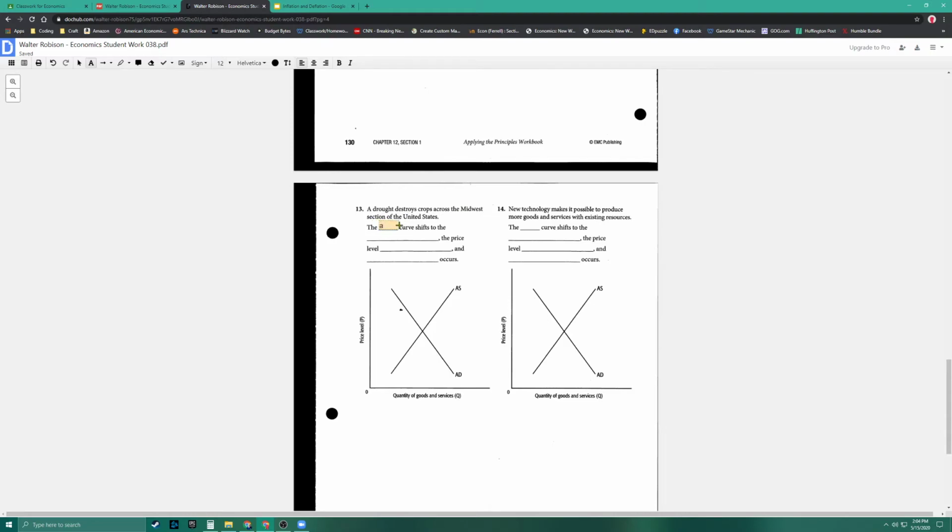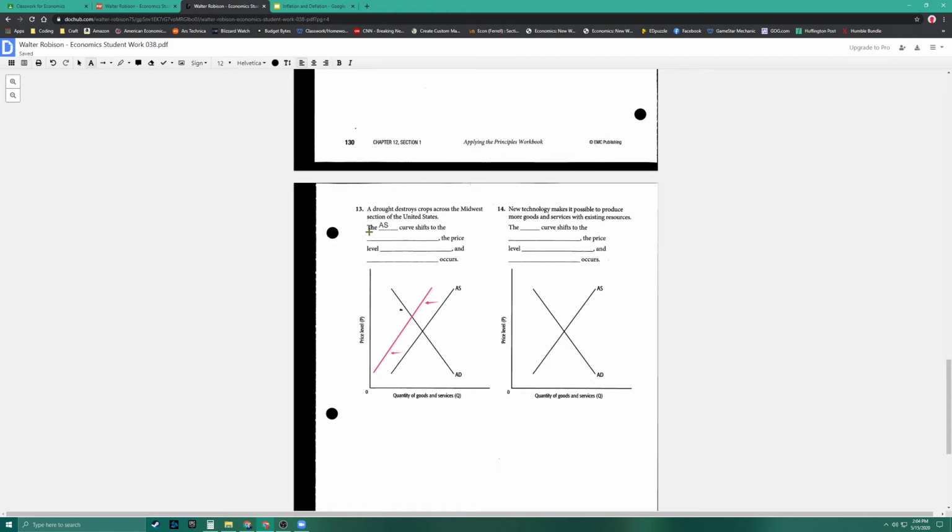Remember, weather was one of our shifters, so this is AS. And is it going to cause it to shift to the left or to the right? So what we've got here is a natural disaster, right? A drought, that's not a good thing, that's a bad thing. So we are going to shift to the left. So I had to fill the rest of this out.